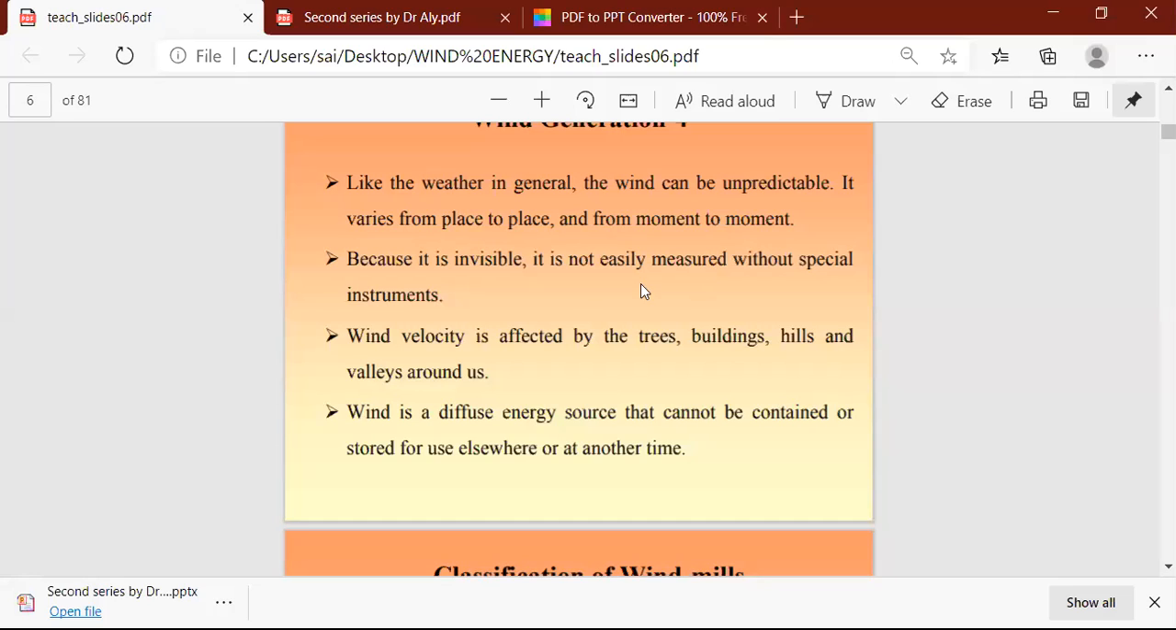Okay, wind velocity is affected by trees, buildings, hills and valleys around us. So there are obstacles in power production. These are trees, buildings and hilly areas. Wind is a diffuse energy source that cannot be contained or stored for use elsewhere or at another time. So we cannot store the wind and utilize it somewhere else. It is not possible in the case of wind. So these are the disadvantages: wind velocity is not constant, and there are obstacles in the system.